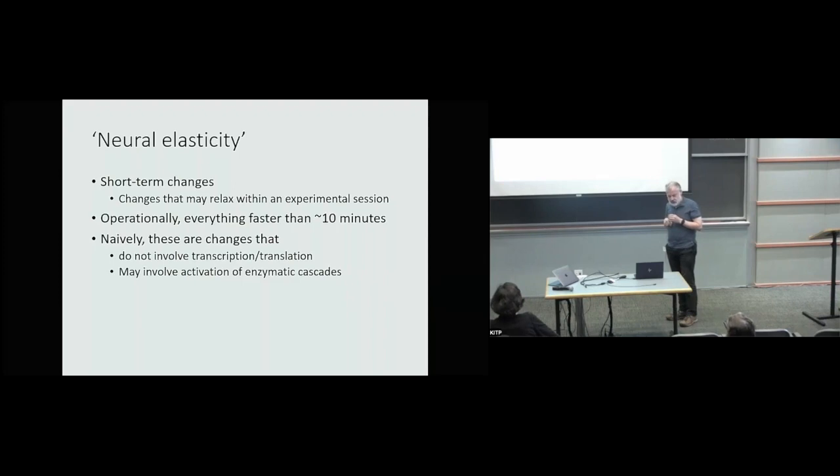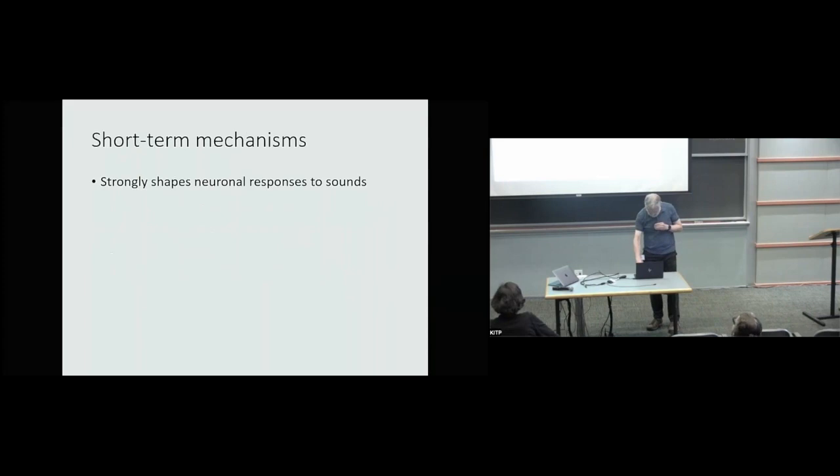Naively, these would be changes that do not involve transcription or translation, but may involve activation of enzymatic cascades. So it's a bit wider than the type of mechanism that Dean just described. Now, I want to make a number of points about these mechanisms. First of all, they strongly shape neuronal responses to sensory stimuli.